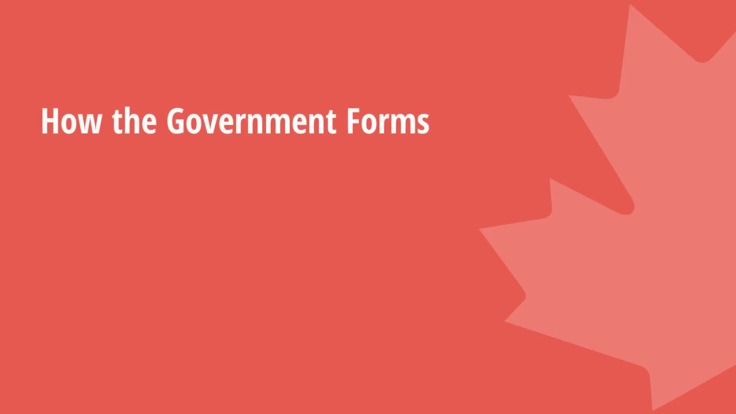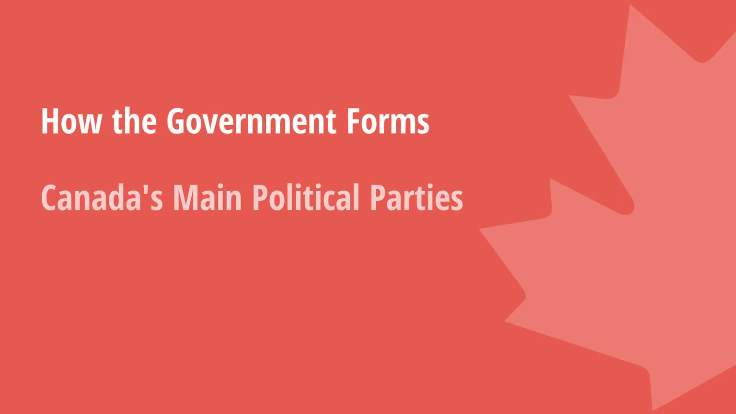Hi everyone. It's time to learn about what happens after a federal election. It can be a time of a little change or a lot of change, depending on if we re-elect the same government or if the Canadian people decide to vote in a new political party for the next 4 years. In this lesson, you're going to learn about how the government forms after a federal election, and you'll also learn the names of the main political parties in Canada.